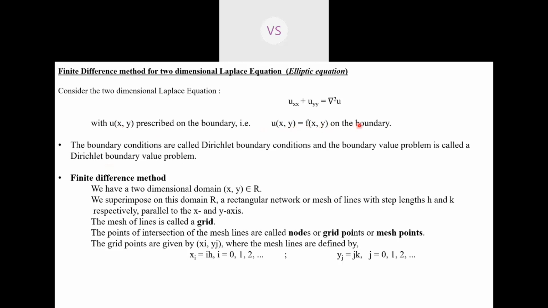Now, finite difference methods. We have a two-dimensional domain x and y. Some range will be given to you. We superimpose on this domain a rectangular network or mesh of lines with step lengths h and k. Now we have two independent variables x and y. The increment in x is given by h, and the increment in y is given by k.